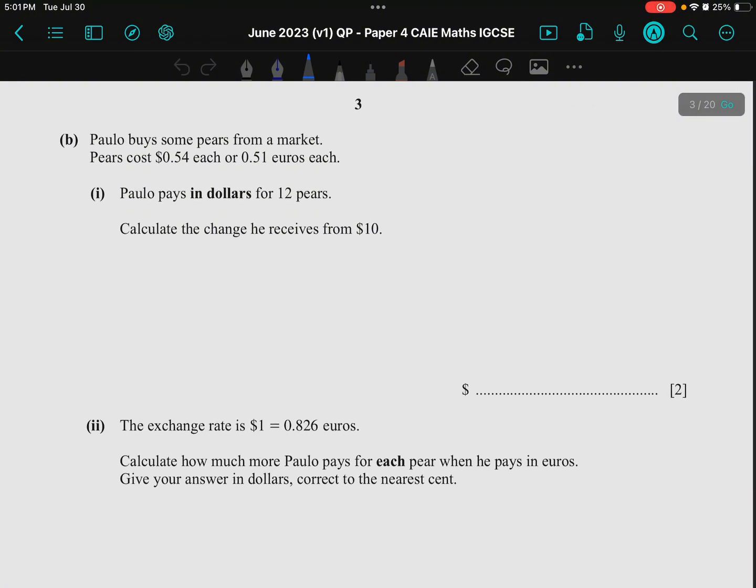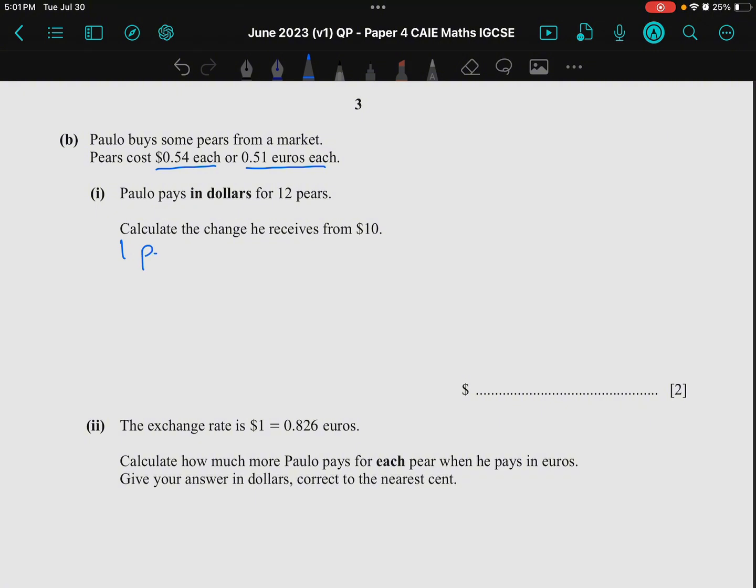Now question number 1, part B. Paulo buys some pears from a market. Pears cost $0.54 each or 0.51 euros each. Okay. Paulo pays in dollars for 12 pears. Calculate the change he receives from $10.